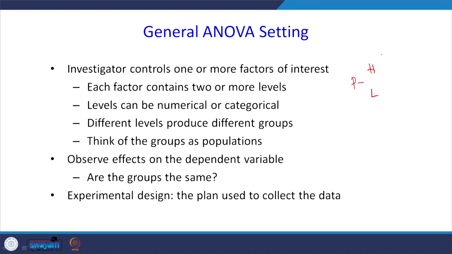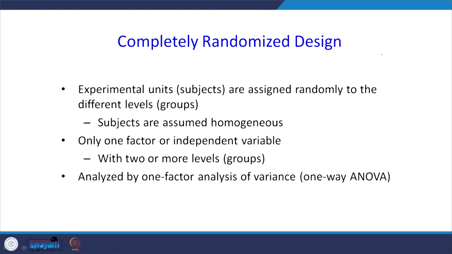Next we will see experimental design, the plan used to collect the data. With the experimental design, we will have a plan to collect the data and see how the treatment is influencing the data. The first method is called completely randomized design. In our previous example, the students are allocated to 3 groups randomly. That is an example of a completely randomized design.